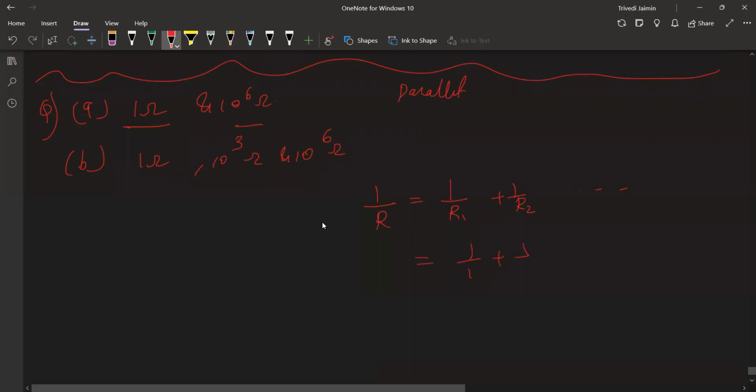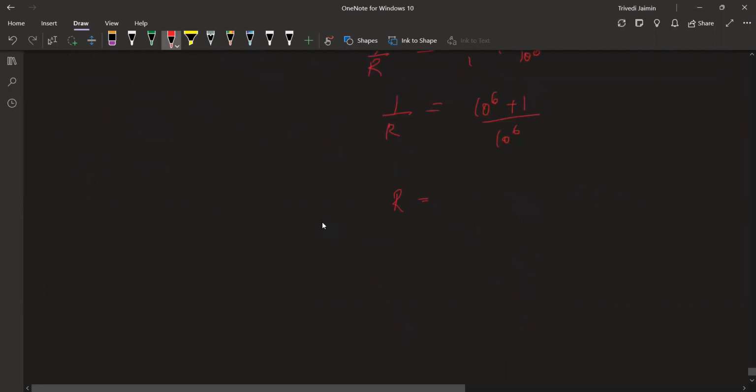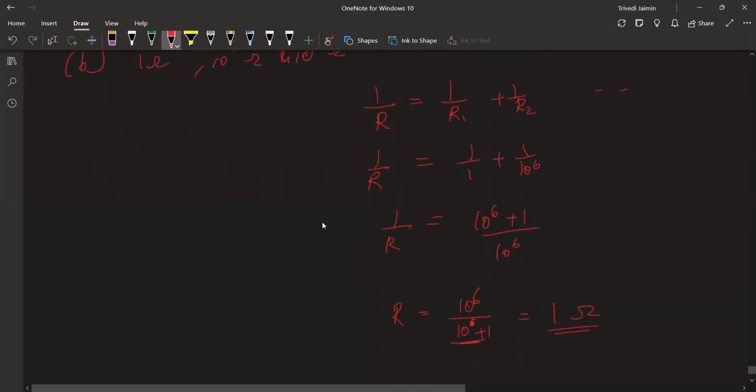So we have here 1 by 1 plus 1 by 10 to power 6. So it's 1 by R. If I take LCM and do it, what will I get? 10 to power 6 plus 1 by 10 to power 6. Now reciprocal. If I add this, it will be almost 10 to power 6, which is 1. Sir, how is it equal to 1? If I divide 10 to power 6 by 10 to power 6, it will be 1. 1, 2, 3, 4, 5, 6 plus 1 gives 1, 2, 3, 4, 5, and 1. It doesn't make any difference. Almost 0. This doesn't make any difference.